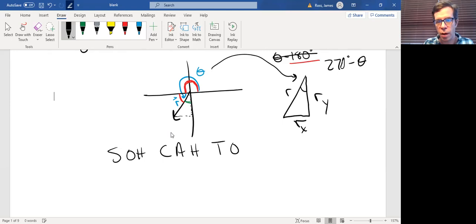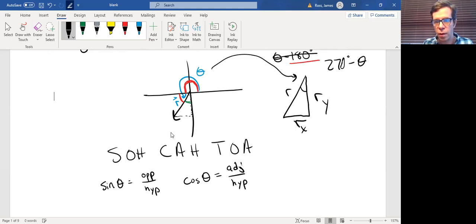With this approach, we follow the SOHCAHTOA mnemonic, which says that the sine of angle theta is equal to the opposite over the hypotenuse. Cosine of angle theta is equal to the adjacent length over the hypotenuse length. And the tangent is the opposite length over the adjacent length.